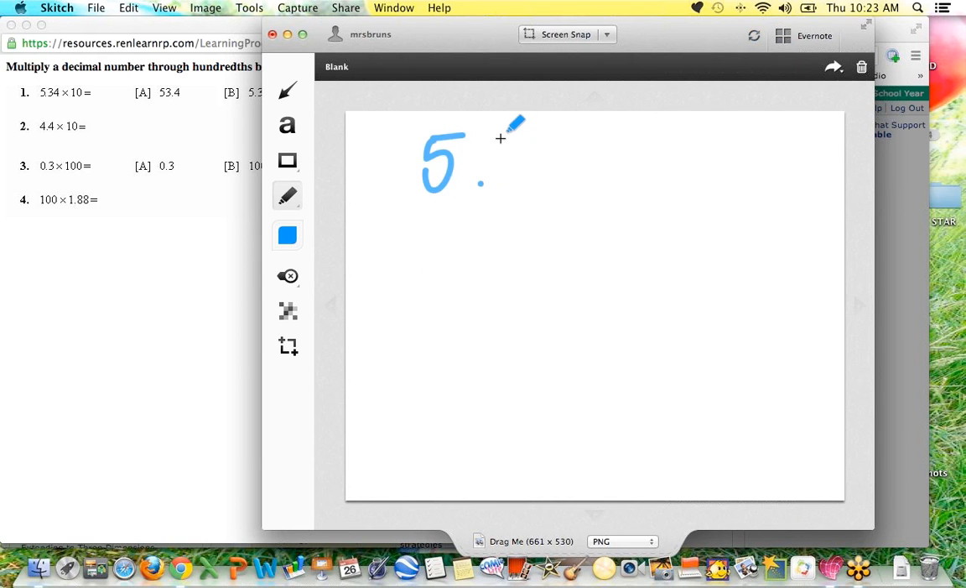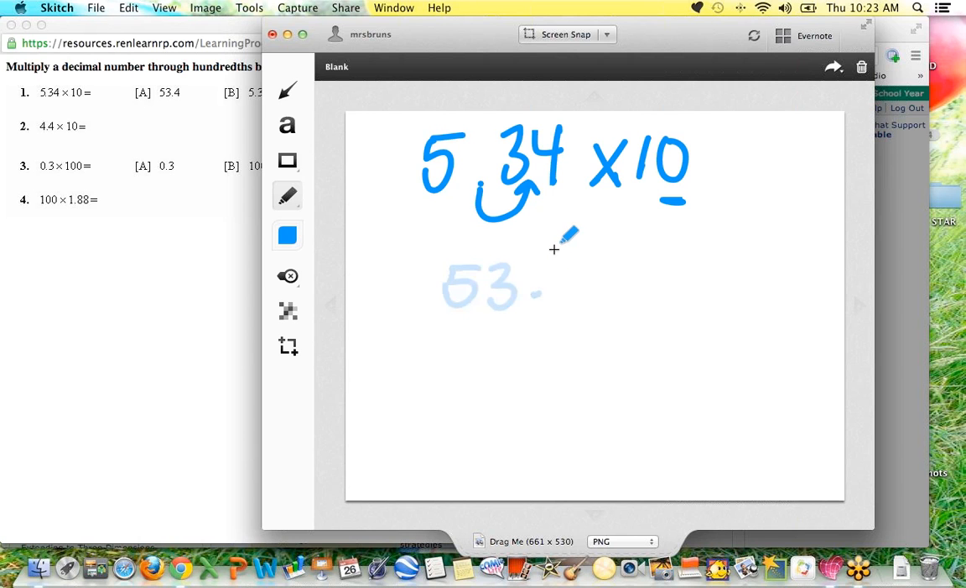So your first problem says 5 and 34/100 times 10. When you are doing anything times 10, you're going to move your decimal place over one time because there is 1 zero. So you're just going to move it over one place and it becomes 53.4. Look how easy that was.